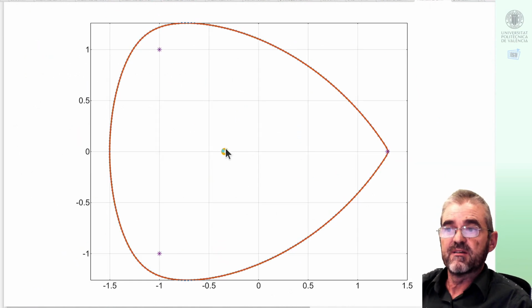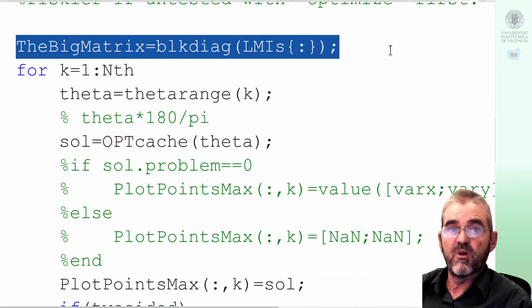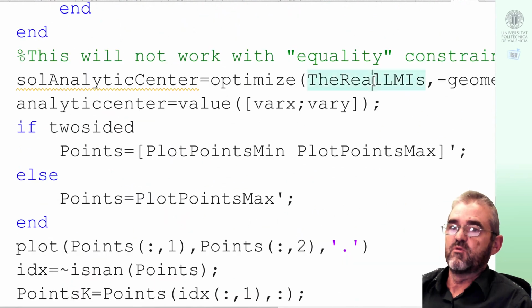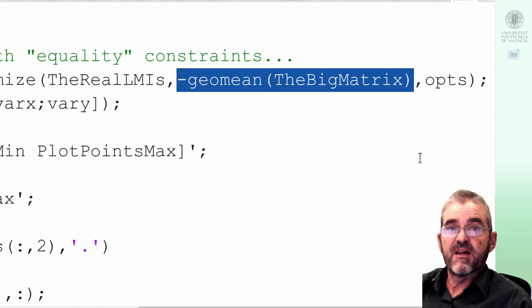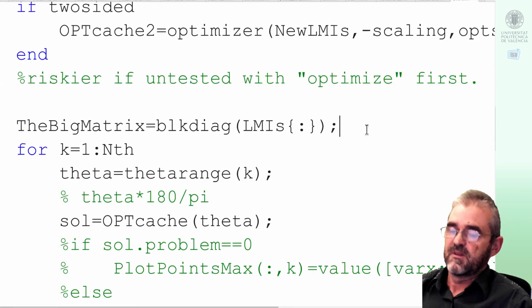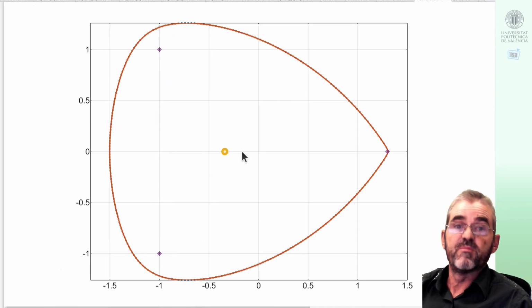And how do I compute the analytic center? Well, I create a big block diagonal matrix with all the linear matrix inequalities, and I tell the optimizer to optimize, with my LMI constraint of course, maximizing the geometric mean of the eigenvalues of that big matrix, and the geometric mean is the n-th root of the product of the eigenvalues. So this maximizes the product of the eigenvalues of this big matrix consisting of all the LMIs in block diagonal. So this optimization computes the analytic center we saw in the figures in previous videos.